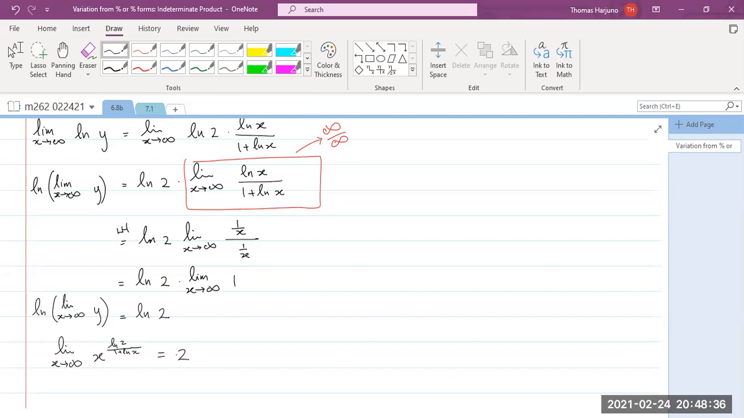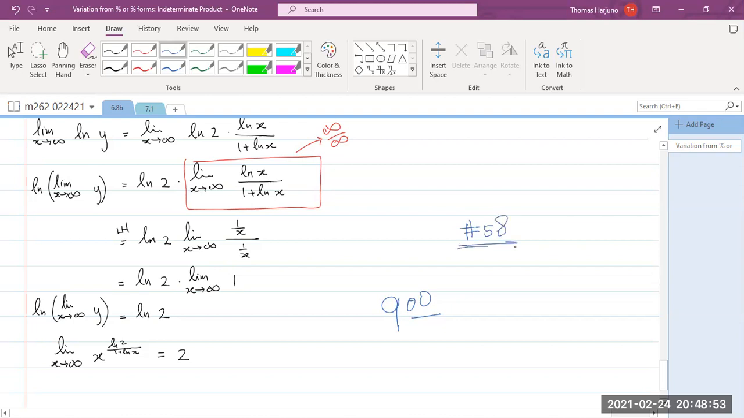Right now it is 8:48. Let me take a little break. We come back at 9 o'clock. I still have at least one more problem I would like to do. I have number 58 that I really want to do. Out of so many questions in this section, number 58 is something I always do.